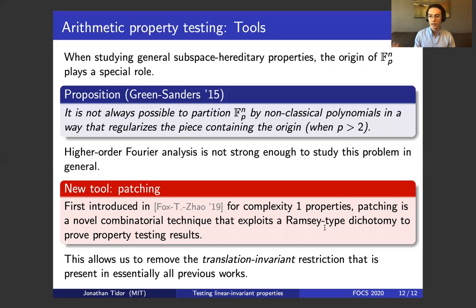And with this combination of higher order Fourier analysis and this patching technique, we can study the function everywhere and remove both of these restrictions, the bounded complexity restriction and the translation invariant restriction that were present in previous works. And this lets us prove that all subspace hereditary properties are testable, completing our classification.